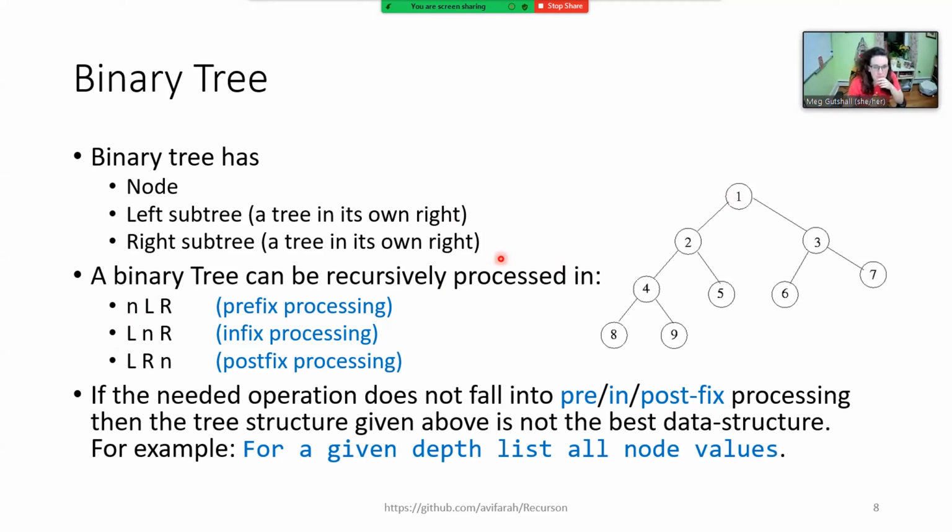So if we have to traverse the tree in prefix processing order, then one will be first, the node itself. Then we go to process the left subtree. Would anybody care to tell me what will be the next thing to process?